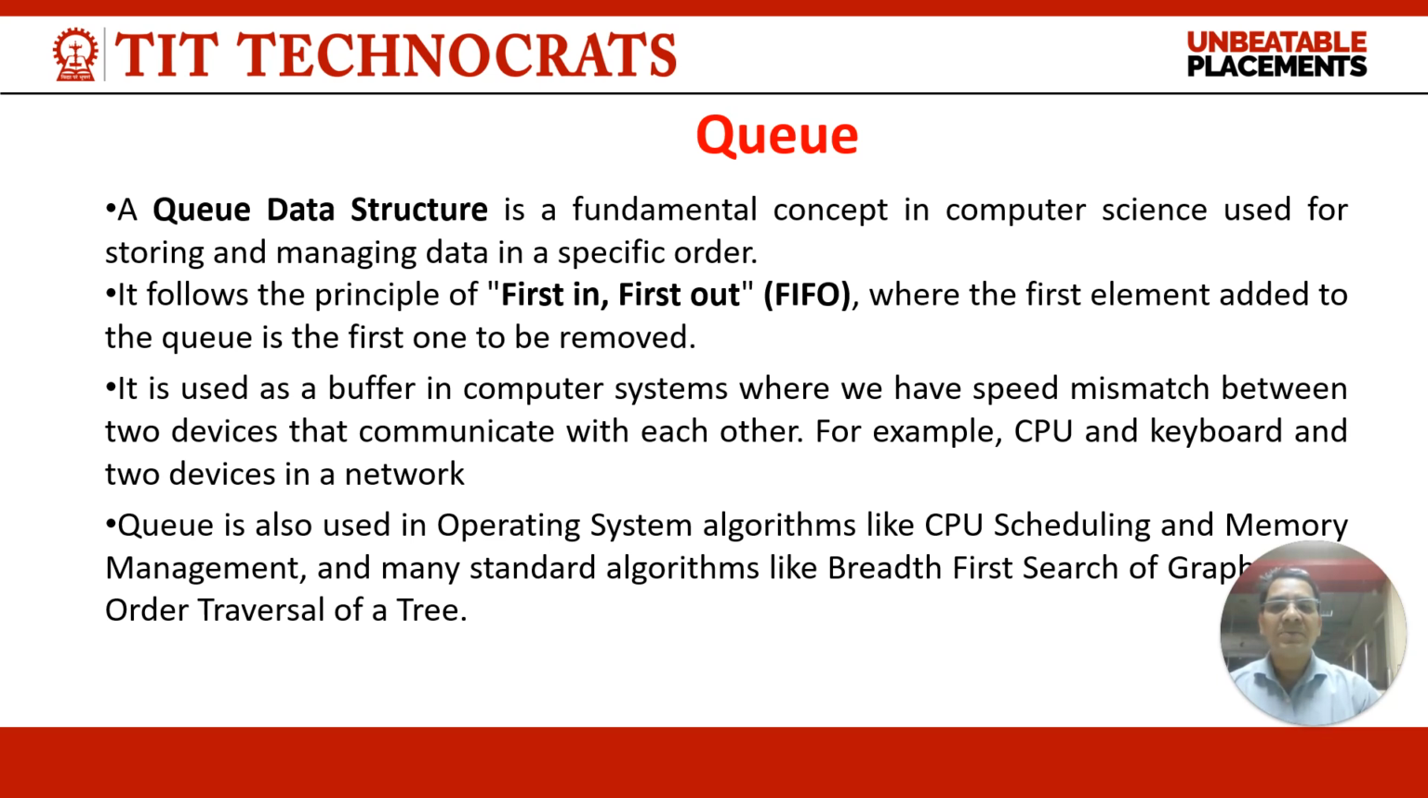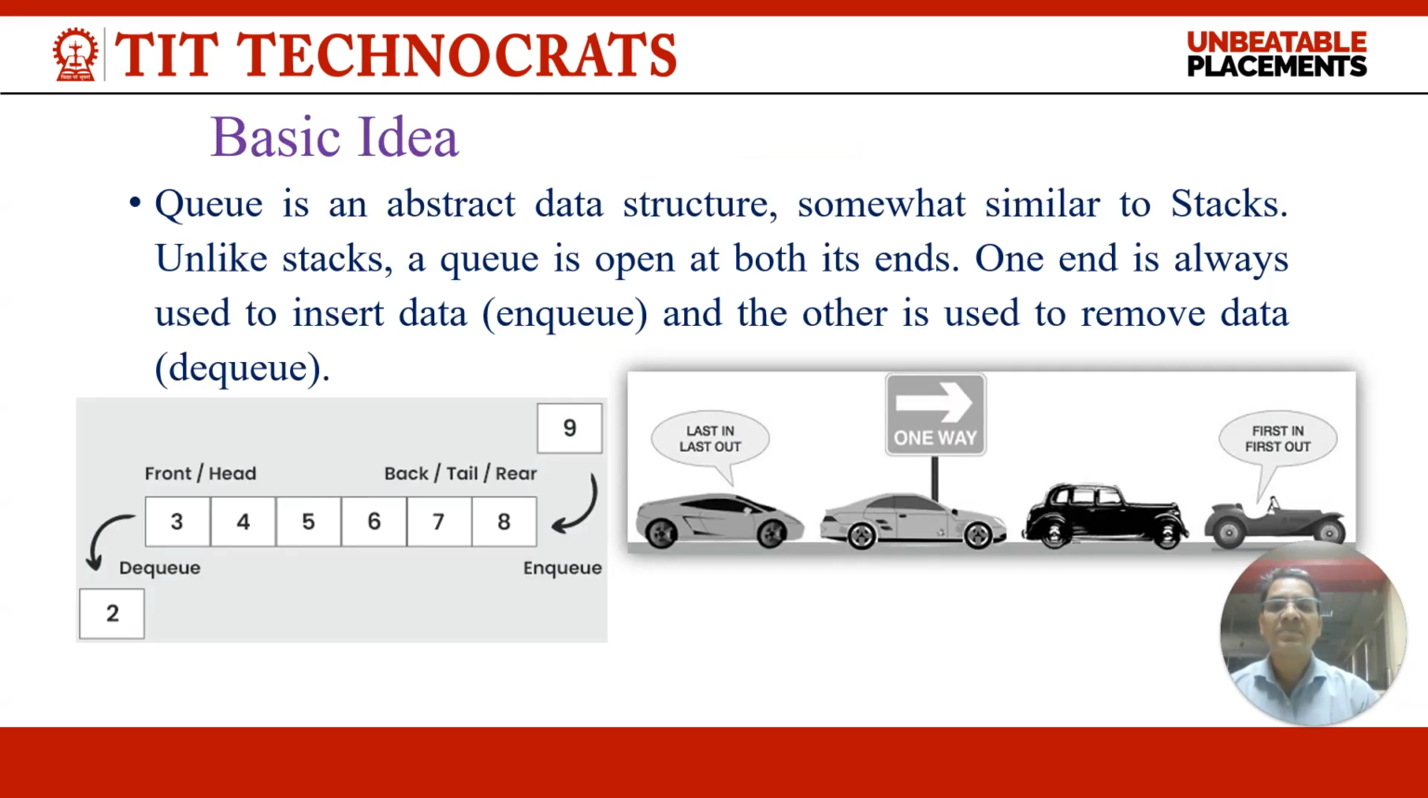It is used as a buffer in computer systems where we have a speed mismatch between two devices that communicate with each other, for example, CPU and keyboard, and two devices in a network. Queue is also used in operating system algorithms like CPU scheduling and memory management, and many standard algorithms like breadth first search of a graph and traversal of a tree.